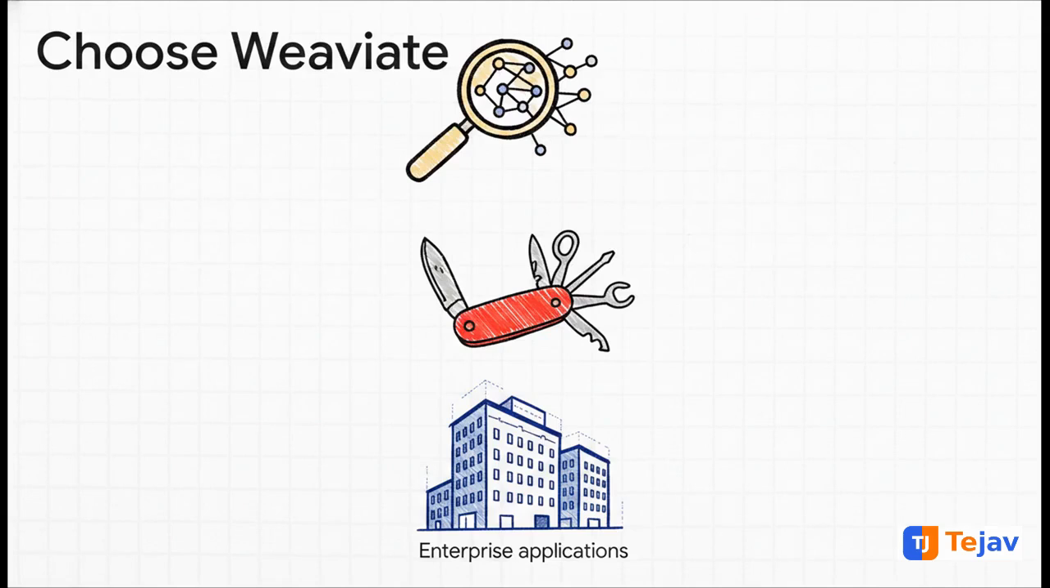And finally, Weaviate. This becomes your champion when your project's got some complexity to it. Let's say you're building an enterprise search system that needs to filter by customer data and do semantic search. That's where Weaviate's hybrid search and powerful features really start to shine.